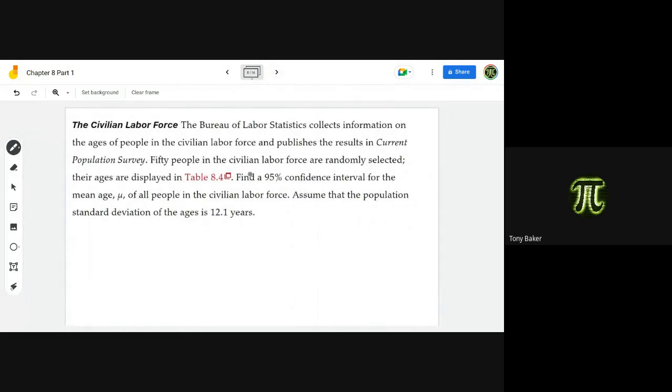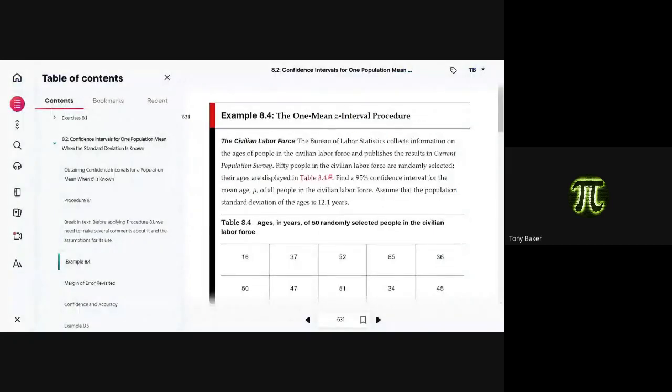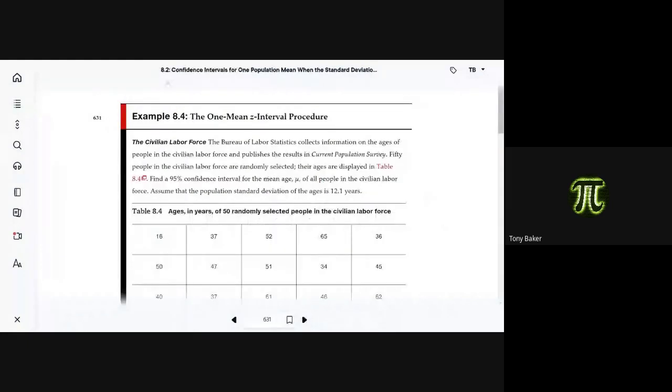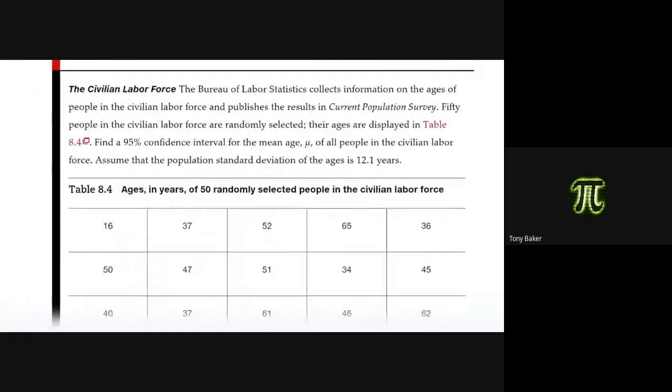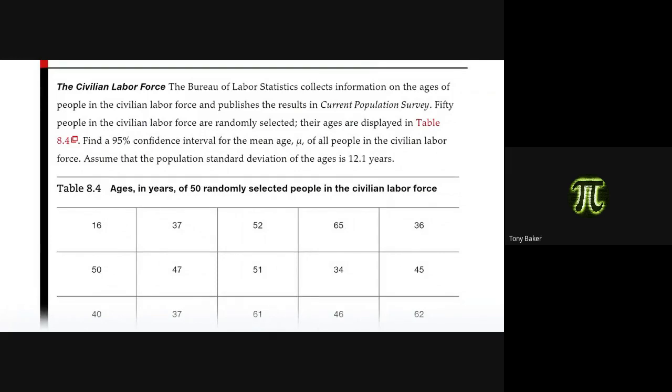In this problem, I'm looking at 50 people, and it says they are randomly selected. I've got my standard deviation of 12.1 years. So we've got 50 people. Is that a large enough sample? Yep. Is it randomly selected? Yep. And we have the standard deviation of 12.1, correct? Okay. Let's look at the actual data real quick and make sure there are no major outliers or anything else in it.